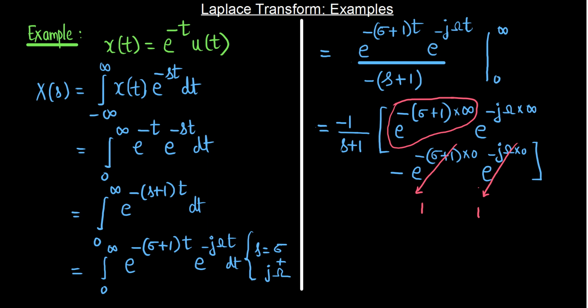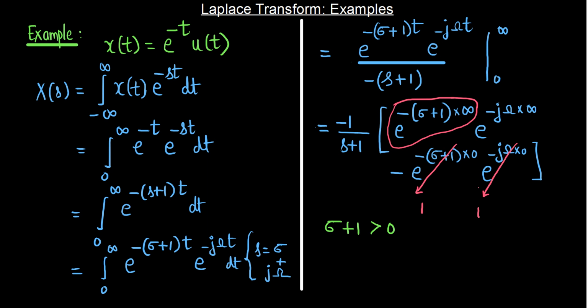So we want this sigma plus 1 must be positive. Why? Because only in that case this expression is going to converge, and we are going to get some expression here that is going to be 1 upon s plus 1. Otherwise we are not going to get any expression, and this complete expression is going to tend towards infinite.